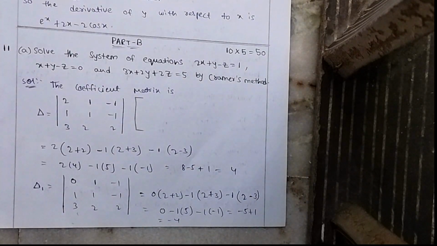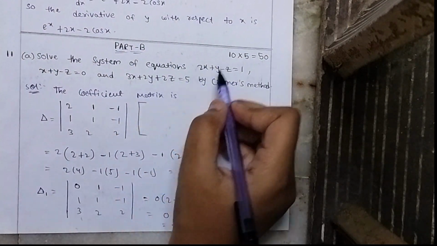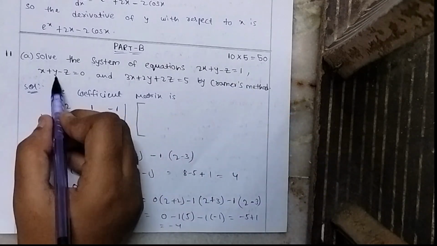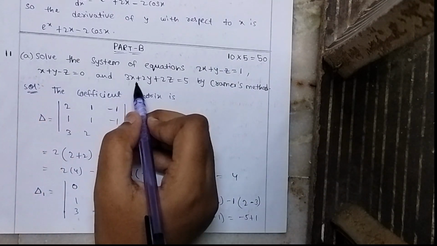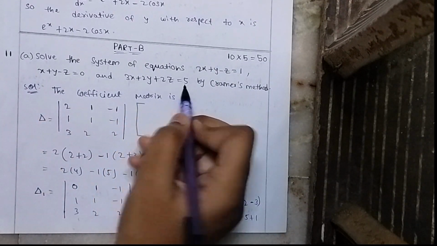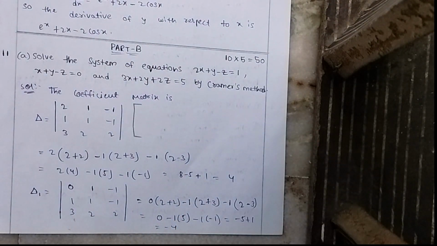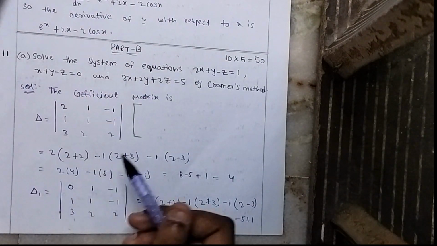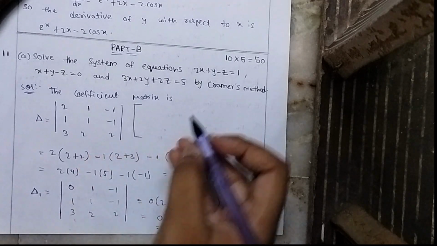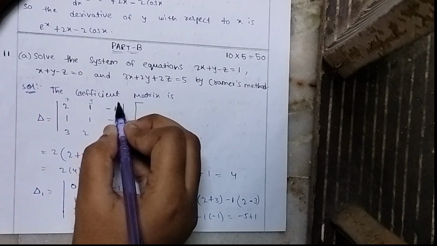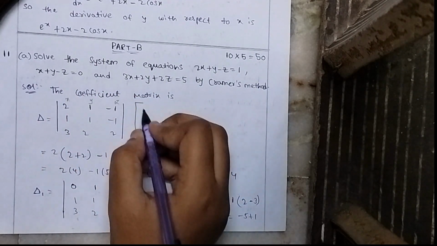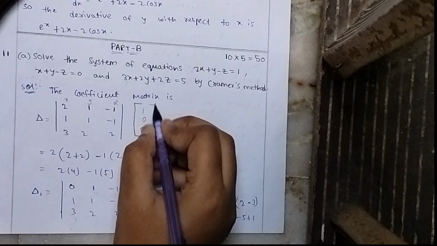Now, solving part B. Solve the system of equations 2x plus y minus z equals 1, x plus y minus z equals 0, and 3x plus 2y plus 2z equals 5 by Cramer's method. That means taking these three equations in the form of a matrix, that means x coefficients, y coefficients, and z coefficients, and the constants 1, 0, 5.